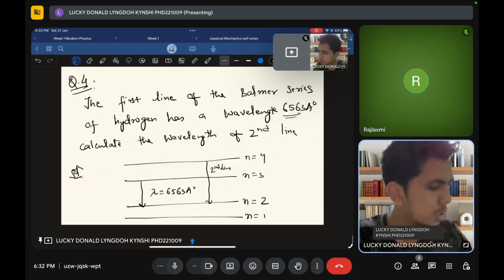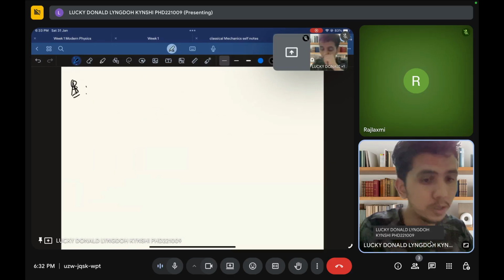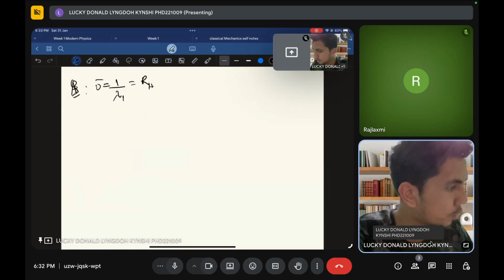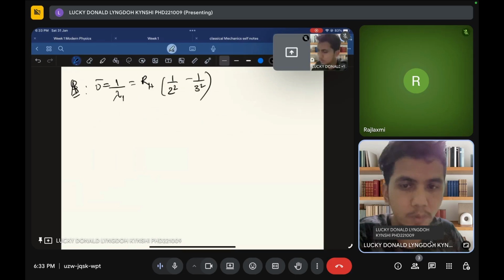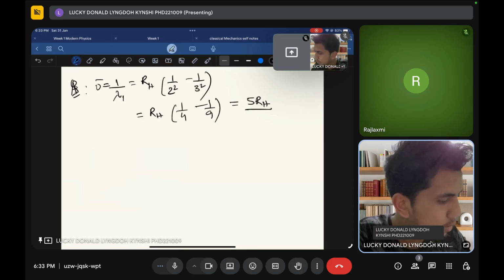Now what do we use? Your normal Bohr's postulates, which say that the wave number 1 by lambda is equal to R of hydrogen into 1 by 2 square minus 1 by 3 square, because the first line is coming from the transition from n is equal to 3. So if you substitute, RH times 1 divided by 4 minus 1 divided by 9 will be equal to 5 RH by 36.